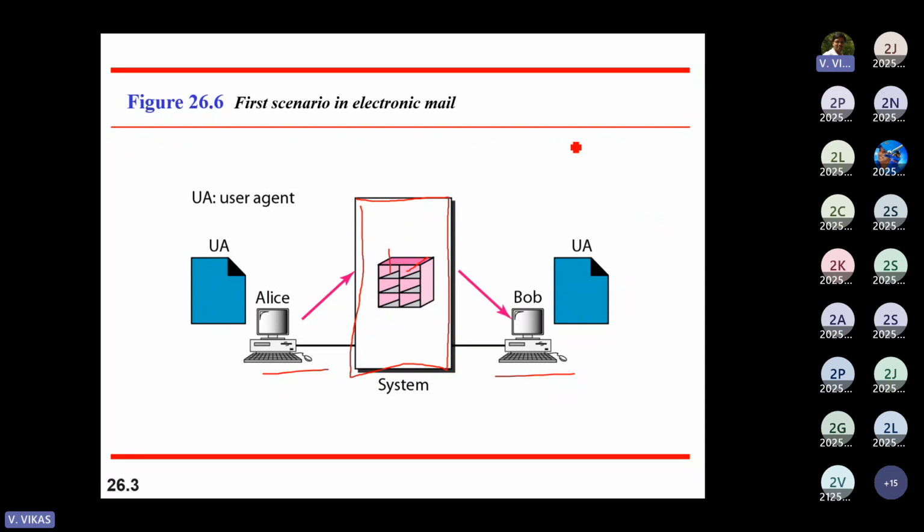In that case, we require two user agents. The responsibility of the user agent is to create the message, display the message, format the message, and transfer it to keep in this particular mailbox. Clear, right? This particular concept for scenario one. Any doubts you have? No, sir. Okay.